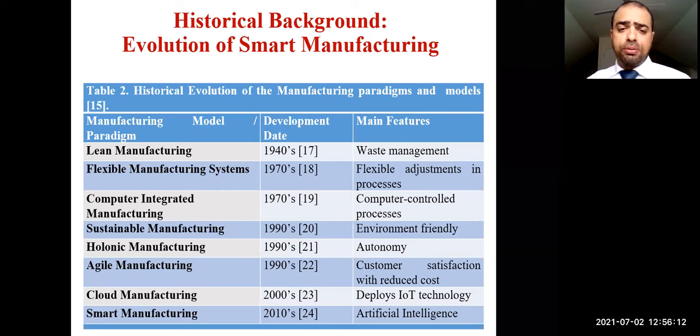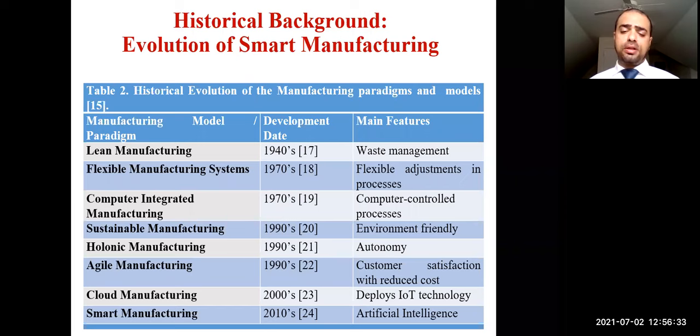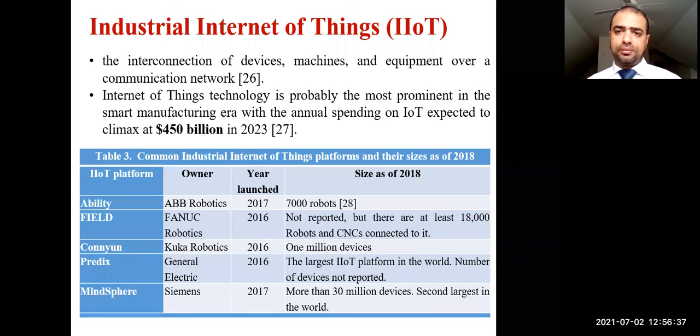Other paradigms, for example, flexible manufacturing systems in the 1970s, of course, the main feature is flexible adjustment of processes. Of course, these came after the existence of computers in manufacturing, or computer integrated manufacturing, and so on, until we have smart manufacturing in the second decade of the 21st century.